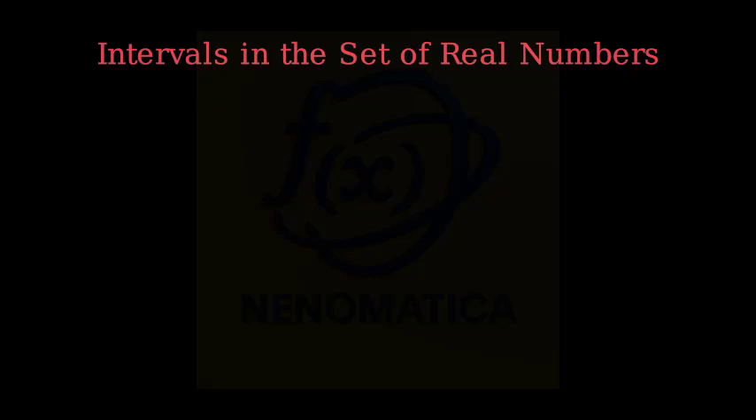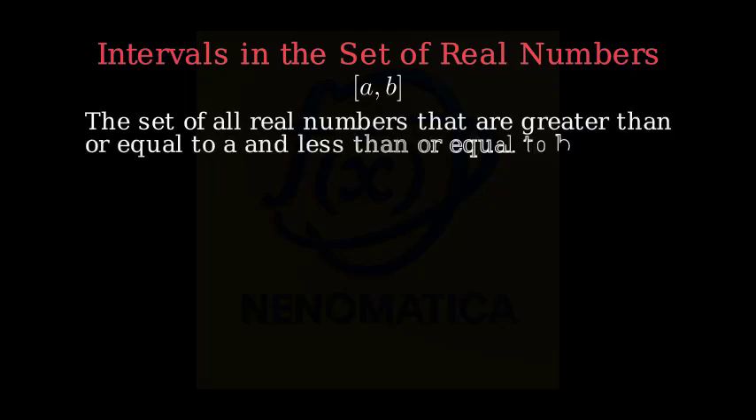If a and b are two real numbers, and a is less than b, we can define different types of intervals. First, let's look at what we call a closed interval from a to b. We denote this with the notation [a, b], where the square brackets indicate that both a and b are included in the interval. This represents the set of all real numbers that are greater than or equal to a and less than or equal to b.